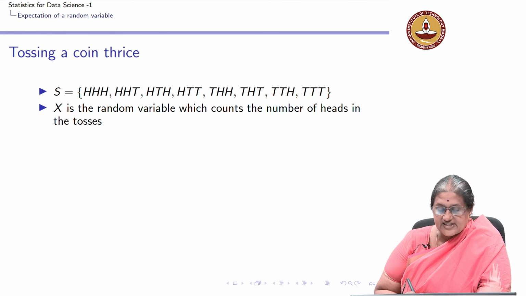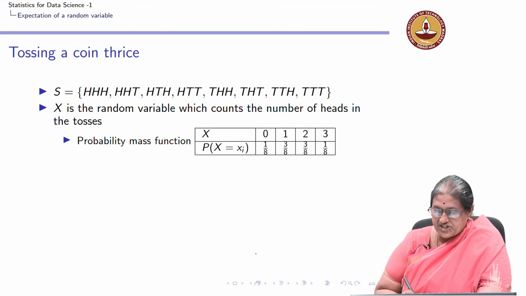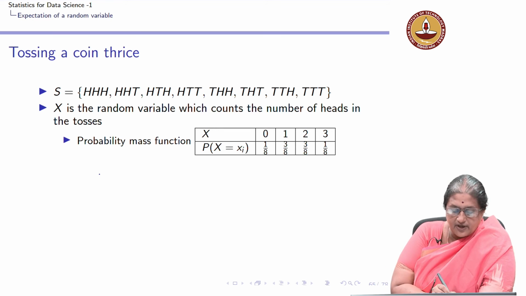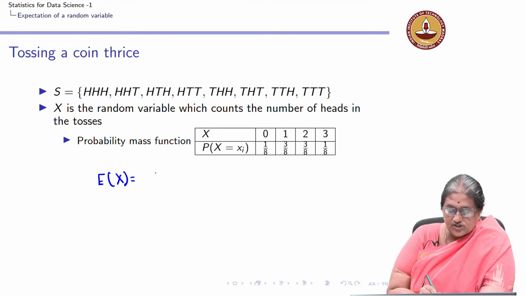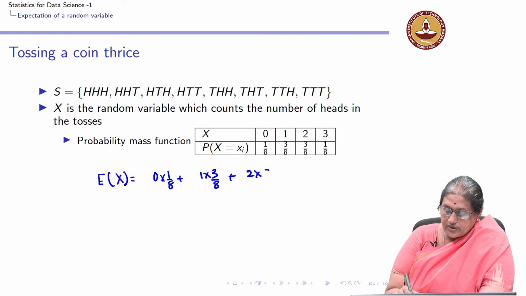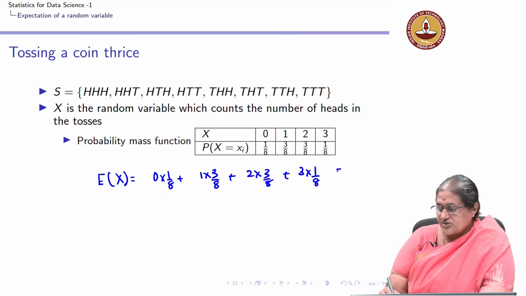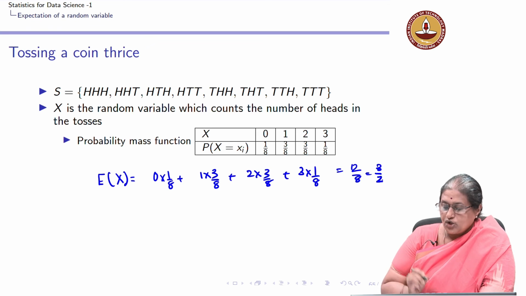Now, let us look at the experiment of tossing a coin thrice. Again, we know this is our sample experiment and this is the distribution of the random variable. So, my expectation of x in this case is going to be 0 into 1 by 8 plus 1 into 3 by 8 plus 2 into 3 by 8 plus 3 into 1 by 8, which is going to be 3 plus 3 is 6 plus 6, which is 12 by 8, which I can see is 3 by 2.